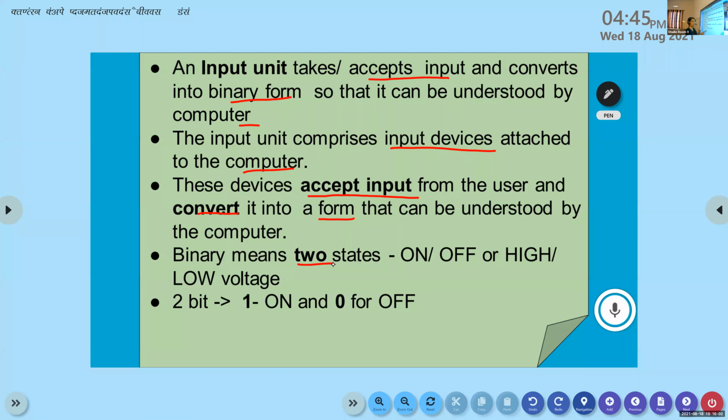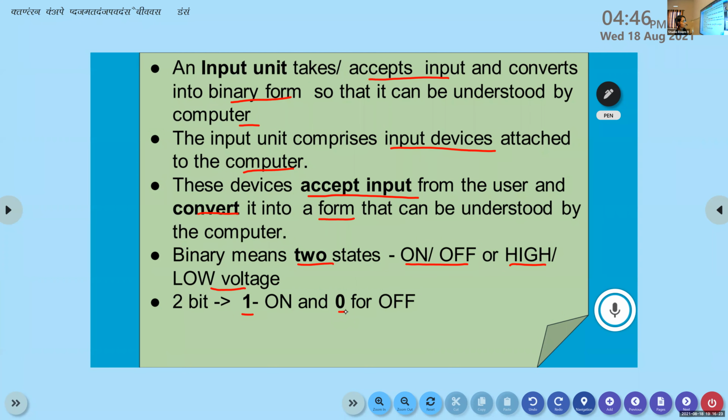There are two states. It can be on or off, or high or low, and there are two values. 1 represents on and 0 represents off. There are 2 bits to represent the state, 0 and 1.